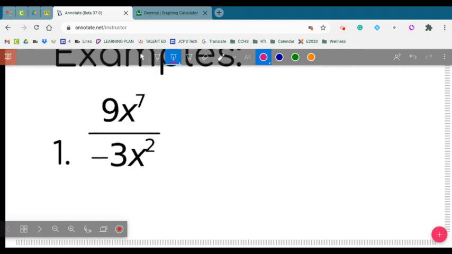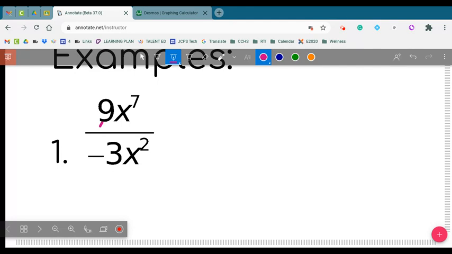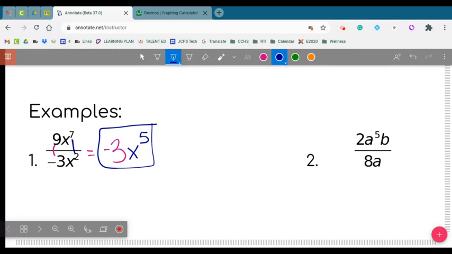So same thing as with our product rule, we're going to divide our coefficients. So 9 divided by negative 3 is negative 3. Then we subtract our exponents on the base. So we do 7 minus 2, which is 5. And that would be my answer.